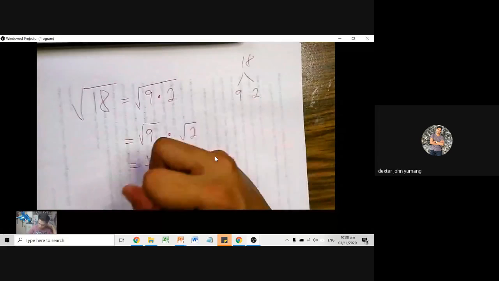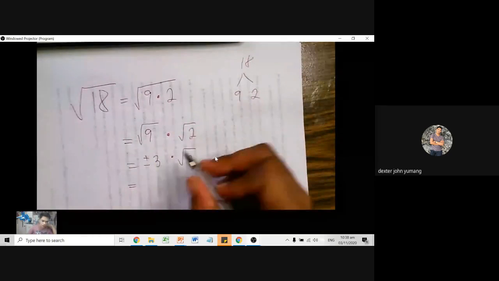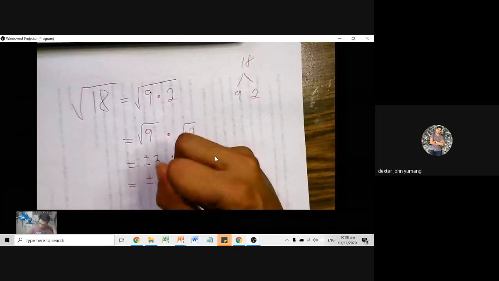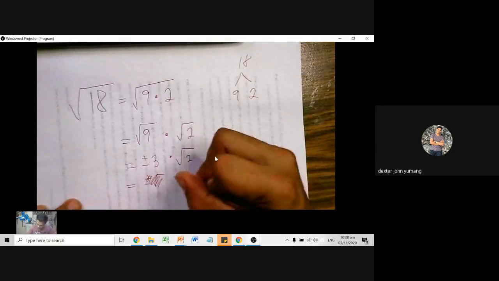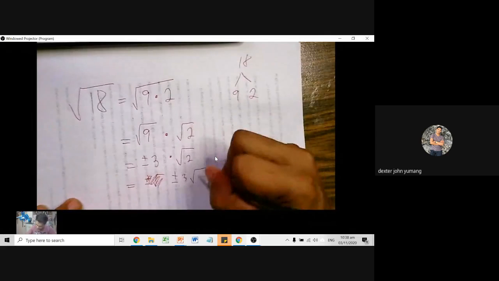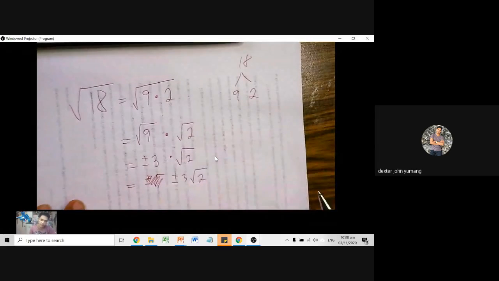So, para alisin ang symbol na times, yung point, kopya na lang, square root of 2. Plus minus 3, then square root of 2. Alisin na po yung symbol na dot. So, ganun po. The answer is 3 square root of 2.